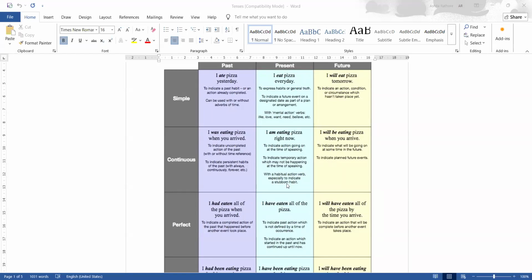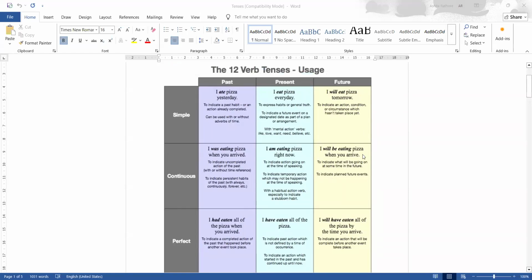Yes? Now, two things come up here. Let's say we can see simple future, and we can also see, yes, present continuous and future continuous. For now, only look at these three. Okay. So let's say, yeah, here, fine, here it's saying this, I'll eat pizza tomorrow. I am eating pizza right now. I will be eating pizza when you arrive.